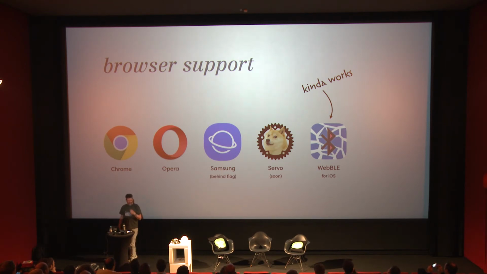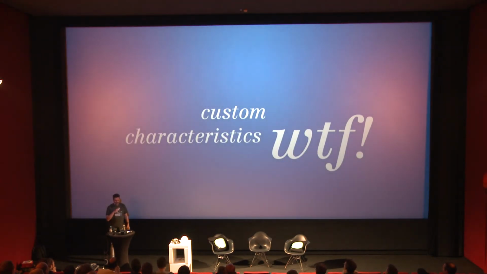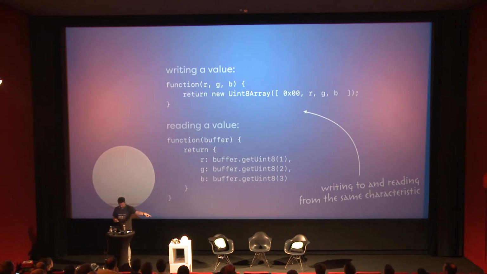So I talked about Chinese devices that are maybe a little bit wonky. To show you how bad it can be, let's take a look at some devices. This is the light bulb. I have one right over there. This is the easy one. You just write an array of bytes with the values RGB, and that's basically it.